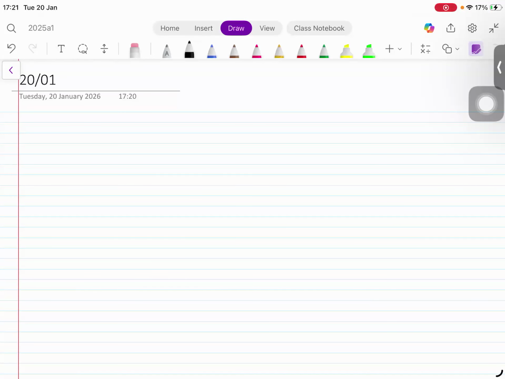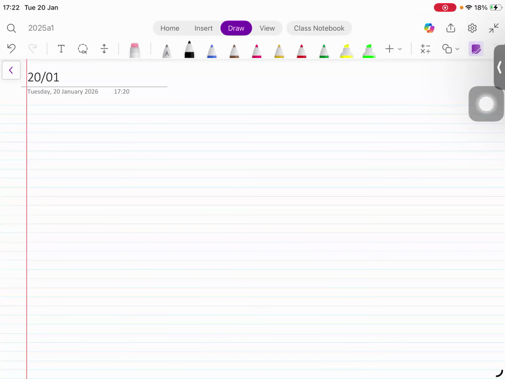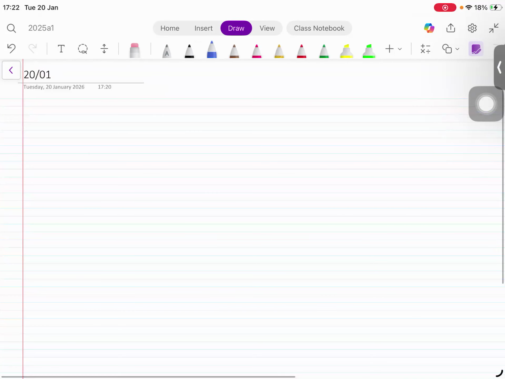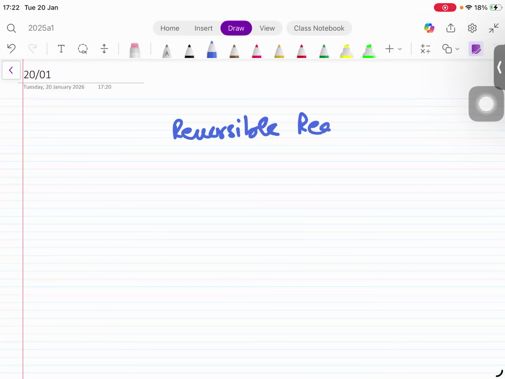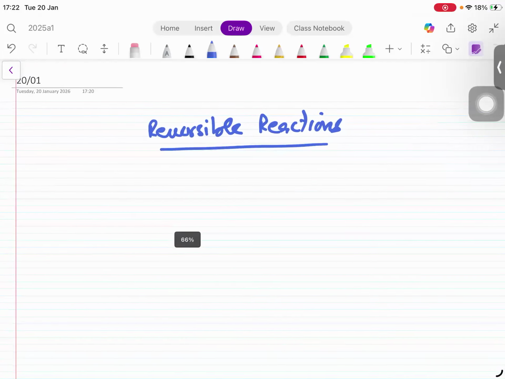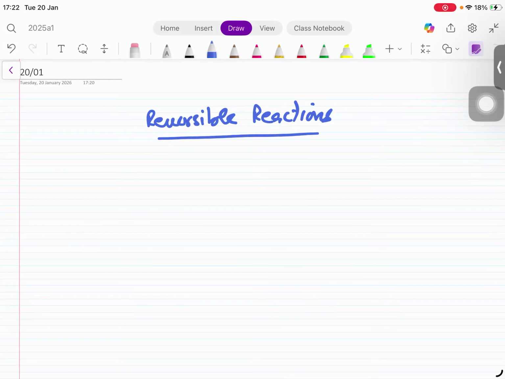Today we are continuing with the rate and reversible reactions. Last time we had a reversible reactions topic. We are continuing with this. Today we are going to put two examples of the reversible reactions. We are going to apply these reversible reactions on two different types of reactions. One is Haber and the other one is contact process.